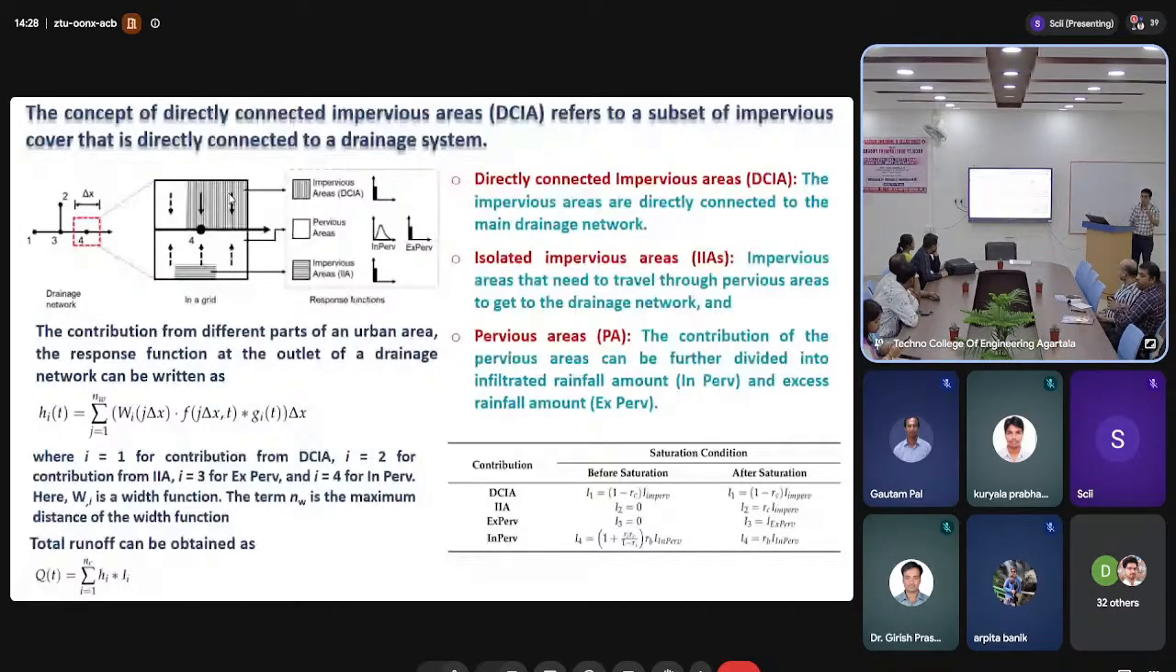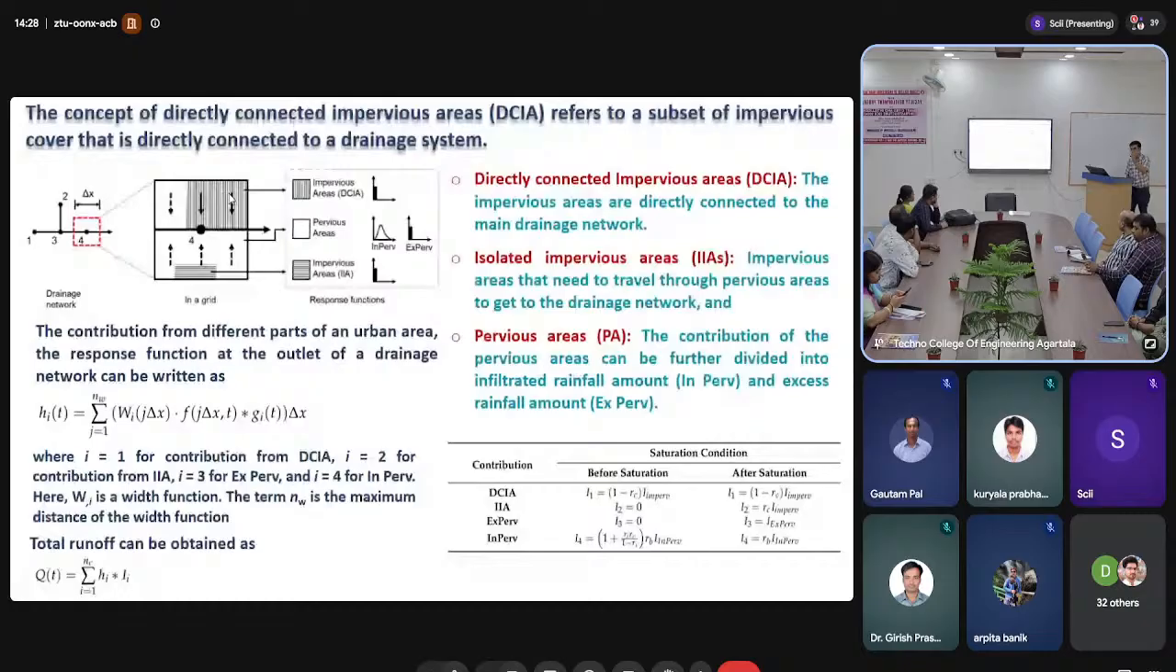But the most important part is impervious area which is not connected to the drain. One volleyball playground or courtyard is completely impervious, but it is not connected to the drain. So this will be under the category of impervious area but not connected. That is why it is termed isolated impervious area, IIA. It is the impervious area that needs to travel through the pervious area to get to the drainage network. This shaded portion is impervious, but not connected to the drain. To reach the drain, it needs to pass over the pervious area, and the rest of the things are pervious area.